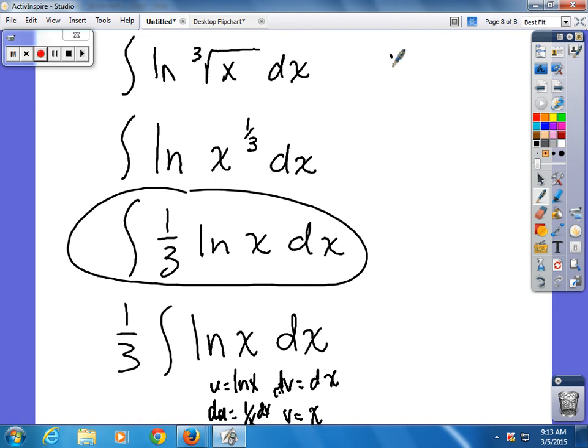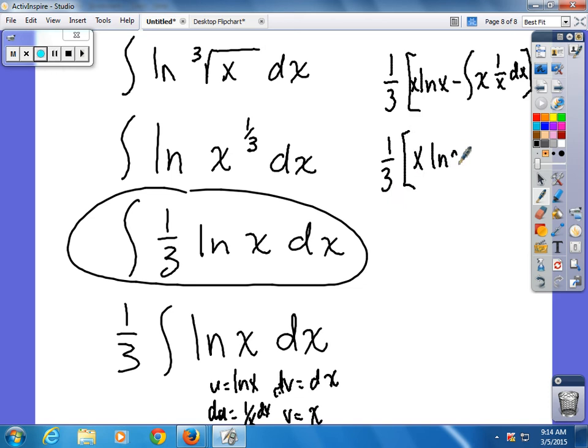That'll be 1/3 natural log of x times x, minus the antiderivative of x times 1/x dx. So 1/3 x natural log of x minus, the x is canceled. What's the antiderivative of dx?